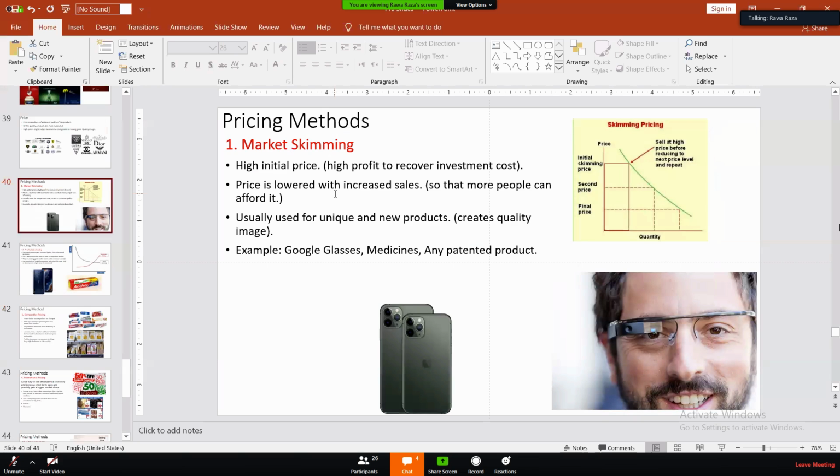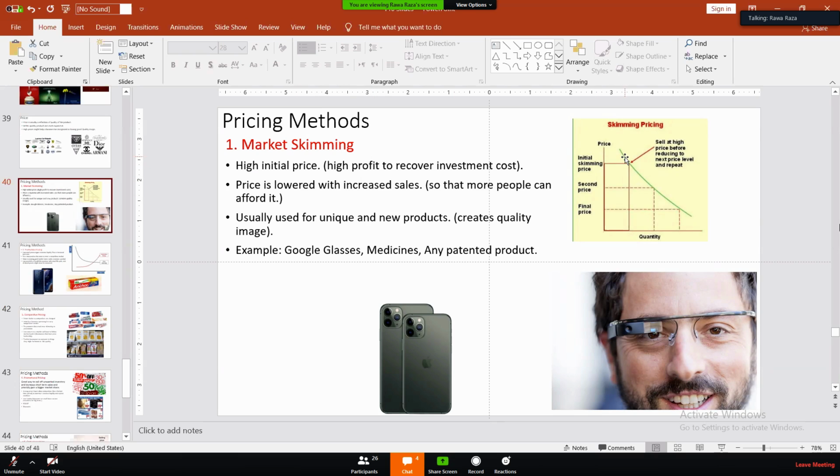For example, when we talked about market skimming and the initial price being high, there is an advantage to that, obviously. The advantage is that the amount of profit that you're going to make would be high, which should be enough for you to recover the investment cost. The investment cost meaning how much money went into producing the product. As you might know, some businesses produce a product, but they cannot make enough profit to recover the cost that went into making it. Market skimming might provide that opportunity.